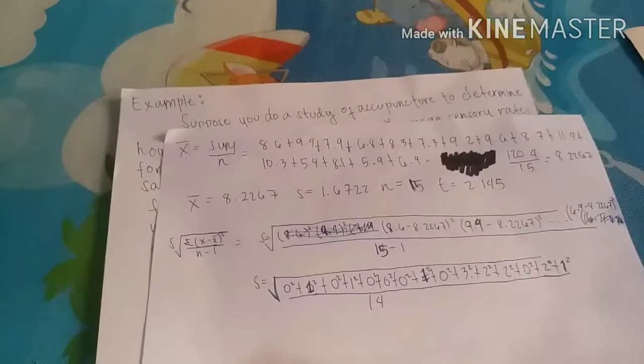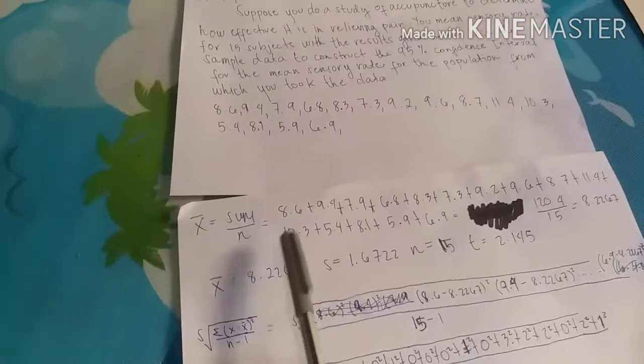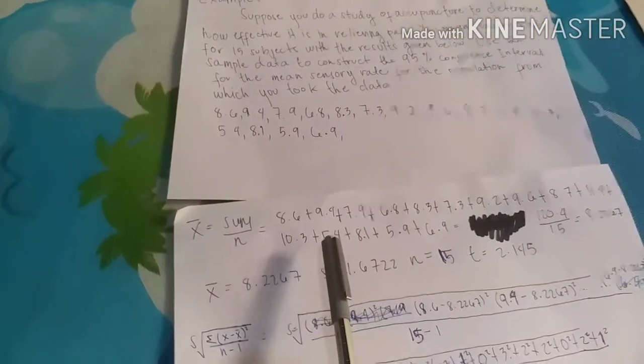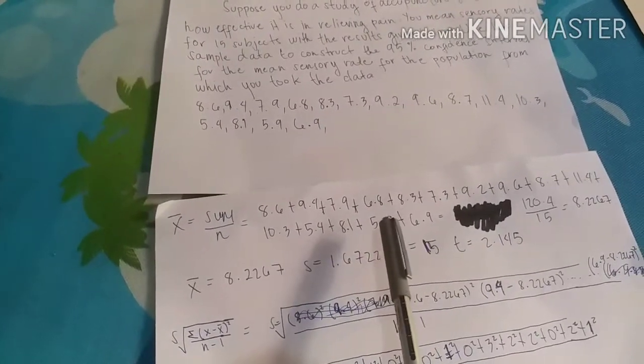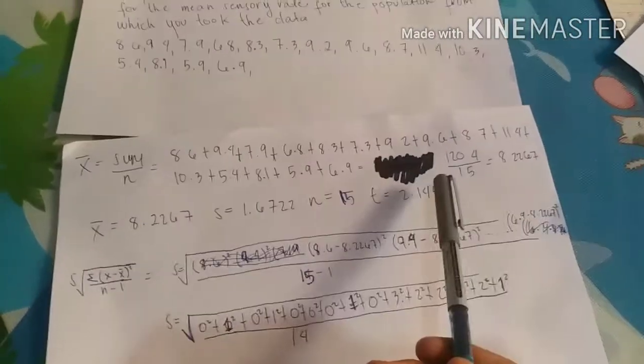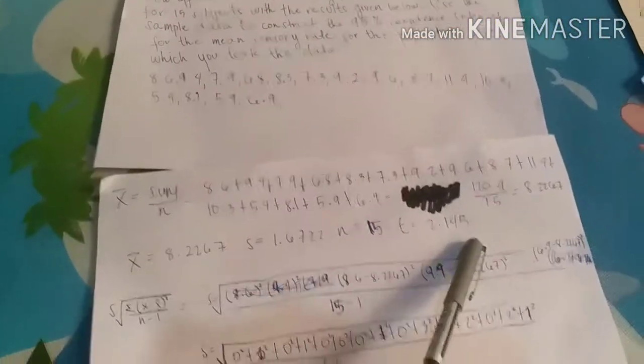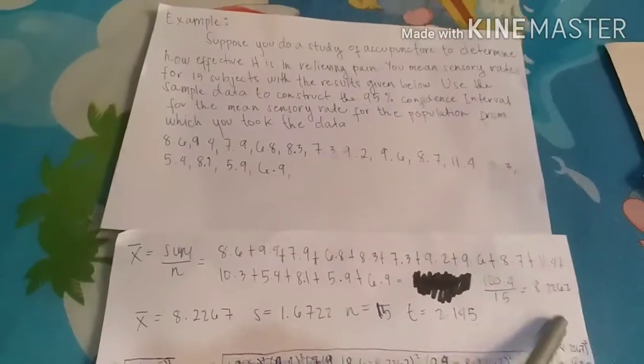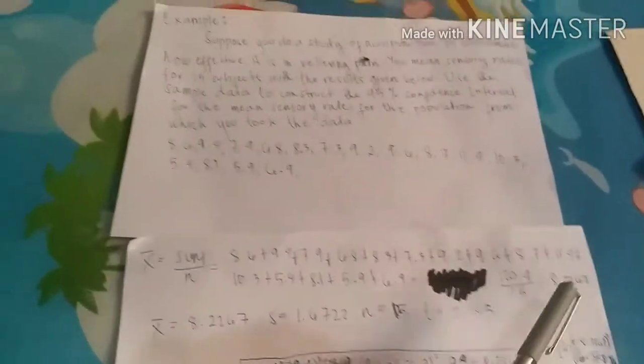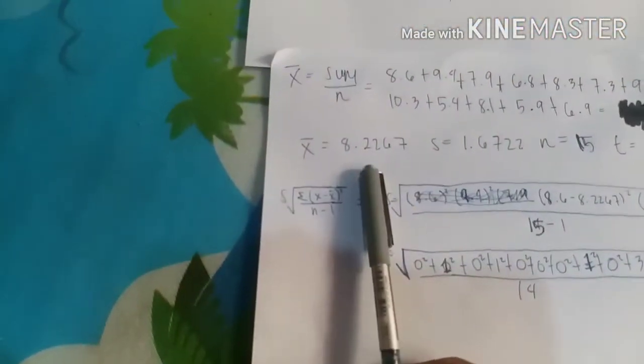So, all you have to do para mahanap yung mean niya ay i-add mo lang yung lahat ng data na given. So 8.6 plus 9.4 plus 7.9, 6.8 and so on and so forth. So yung answer niya is 120.4 divided by the sample size 15. So ang answer niya is 8.2667. Ito na yung sample mean niyo.